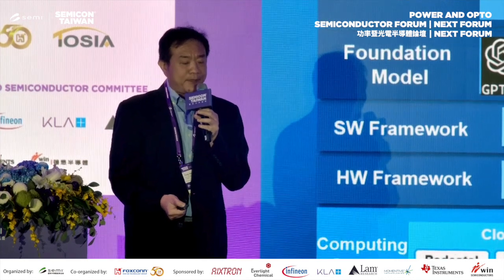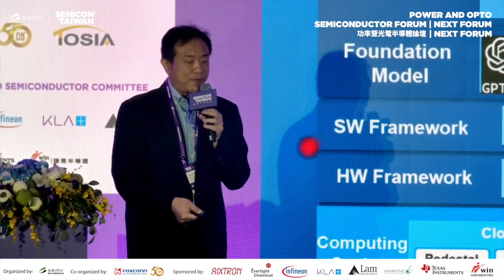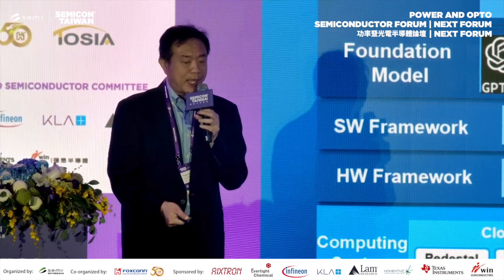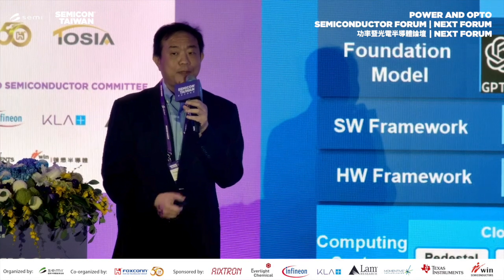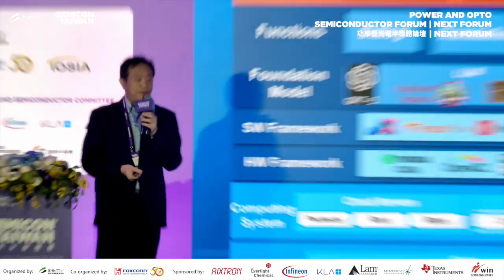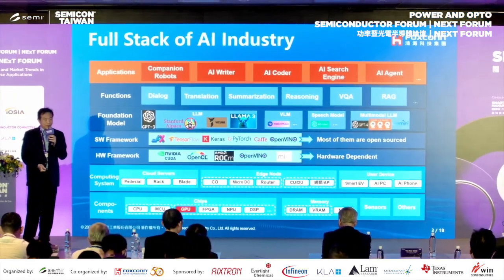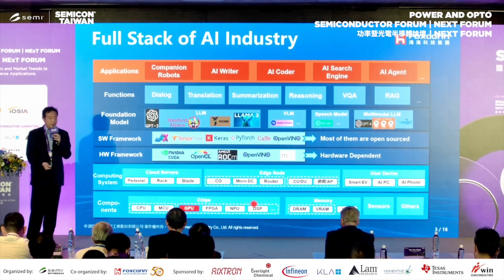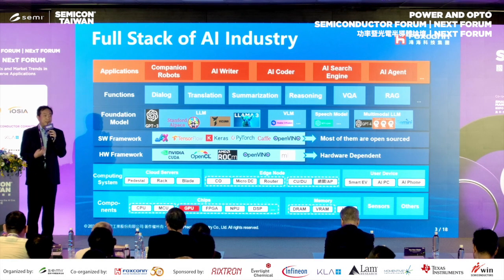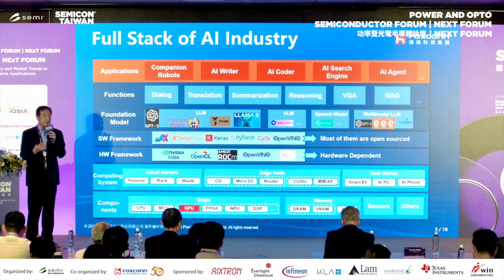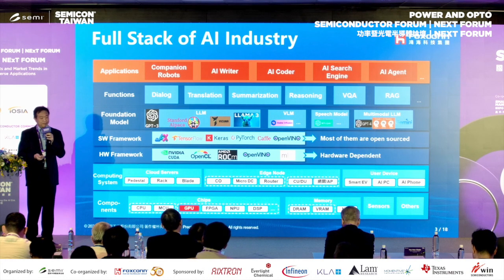But we need a very strong foundation on the hardware side. We need GPUs and high-speed interconnection between GPUs in order to fulfill the computation needs of AI models. And for the computing system, we need a good cloud server, edge node, and user device. All of these are the indispensable foundation to help us build useful AI applications.